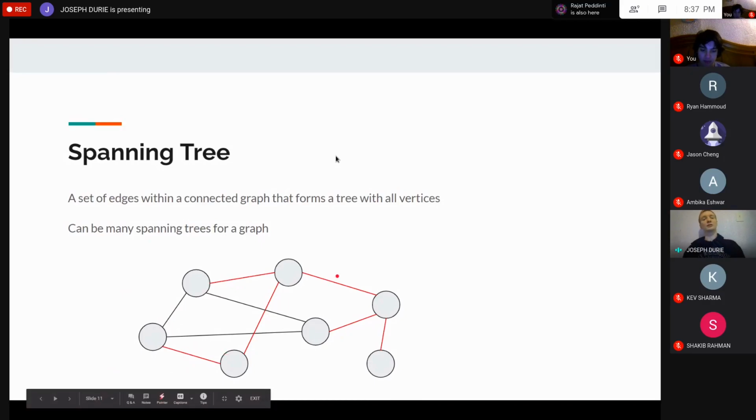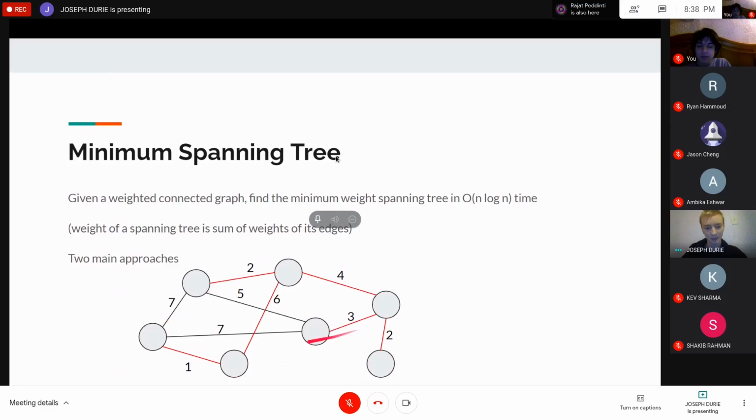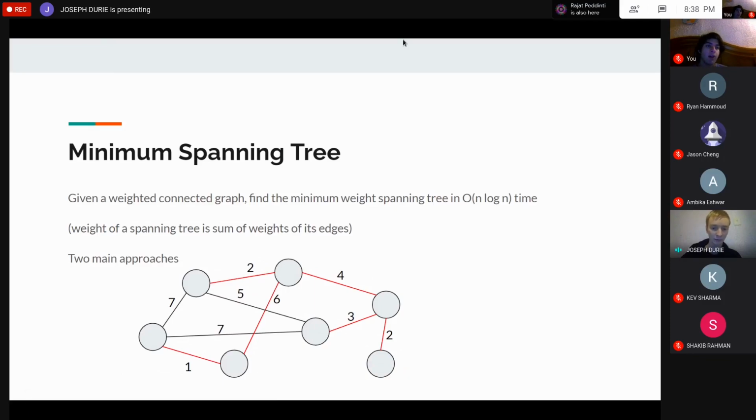Okay, so now for weighted graphs, we have the idea of a minimum spanning tree, which is we want to find the spanning tree that has the minimum total weight, where basically we're just adding up the weights of the edges within the spanning tree. So if you look at this example, these red edges would form the spanning tree because the sum of these is 18, and any other spanning tree you form would have a weight greater than that. And there's two main ways we can do this, and we're going to go over both of them.